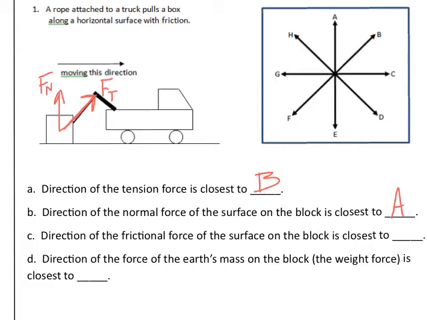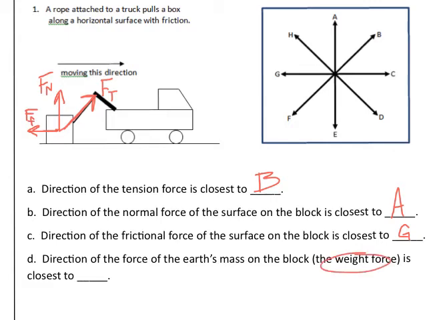The direction of friction. Good. So it is the opposite way that you're moving. So in this case, that would be G. If you wanted to draw that in your picture, make your vector tails touch, and friction would point opposite to the way that the movement is.